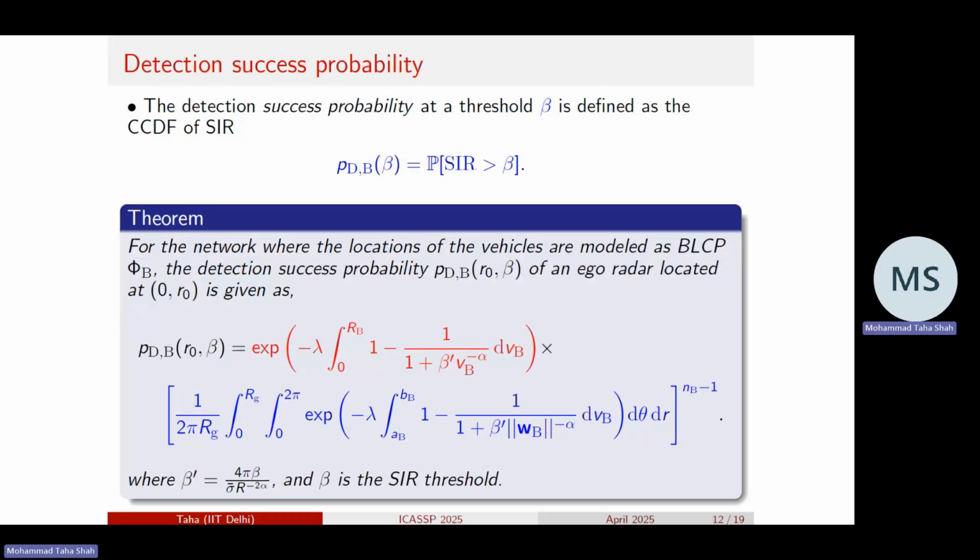The red part of the expression highlights the effect on the detection probability due to interferers present on the ego radar street, that is L naught. The blue part of the expression highlights the effect on detection probability due to interferers present on the intersecting streets, which are NB minus 1. For more nuanced part of the expression, please refer back to the paper.